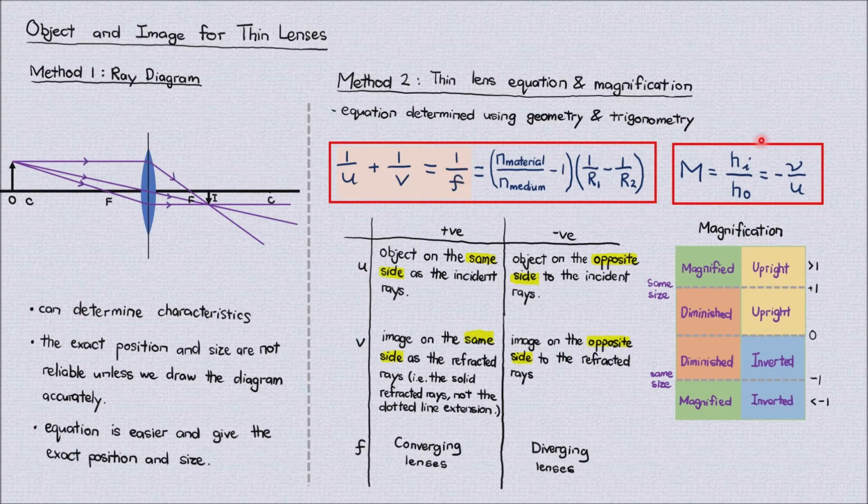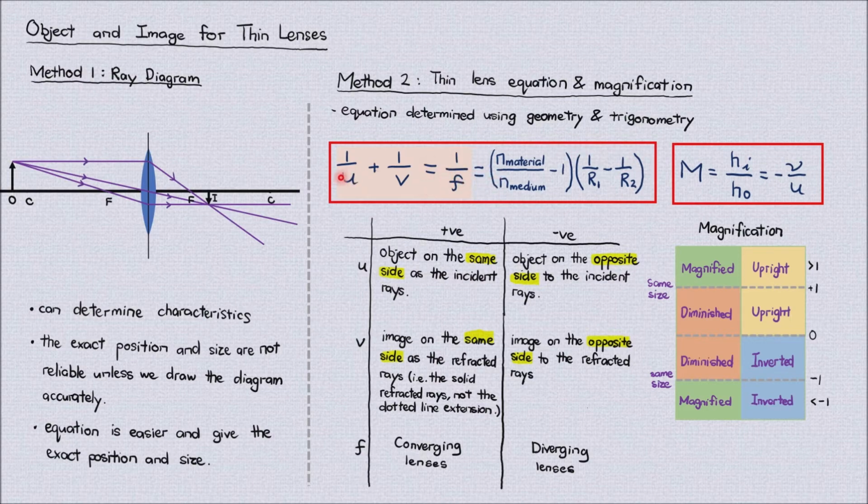Then we also have the magnification. This magnification equation is exactly the same as last time. For the thin lens equation, 1/u + 1/v = 1/f, the purpose is still the same. It's still used to relate the object, the image, and the lens. In this case, the lens is represented by the focal length. Let's look at the sign convention before we move on to talk about this part of the equation.